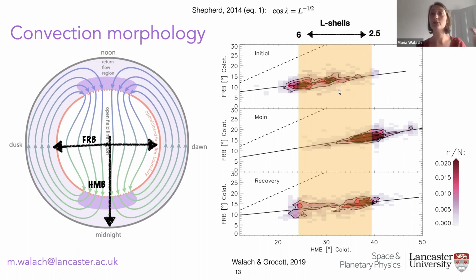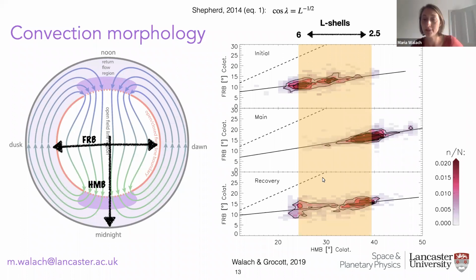And if you look at the linear regression, you'll see that these gradients between the three different phases change. So this gradient is at a steeper angle than this recovery phase gradient. And what that's telling you is that the flow reversal boundary and the Heppner-Maynard boundary are not changing at the same rate. So they're moving together, but one might be expanding and the other one might not be expanding as much.